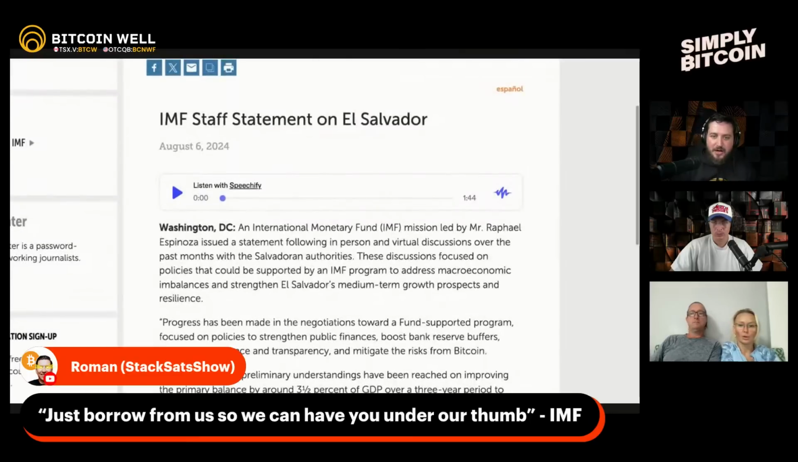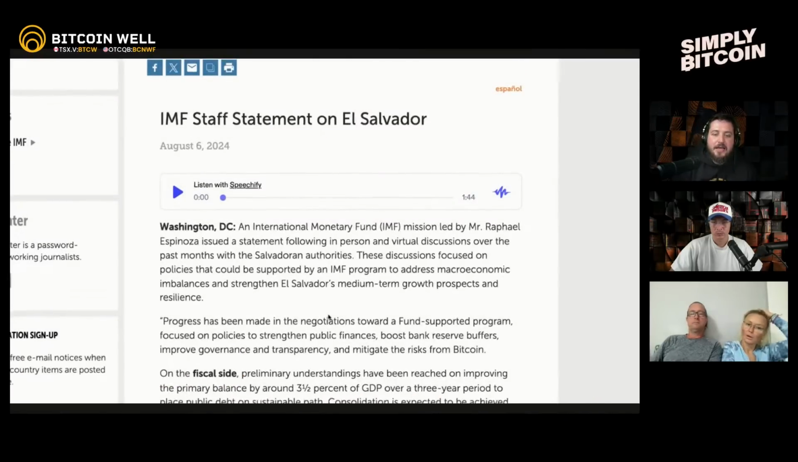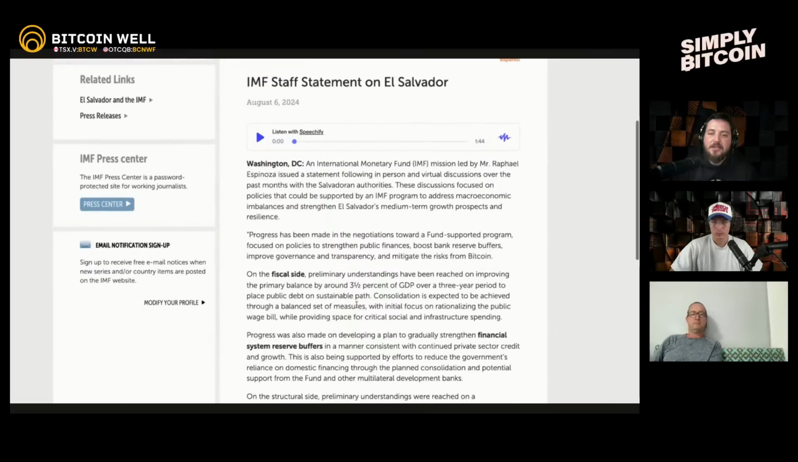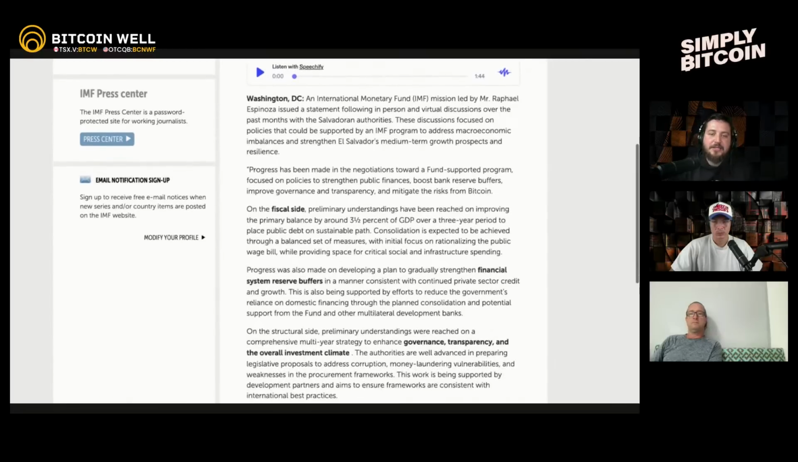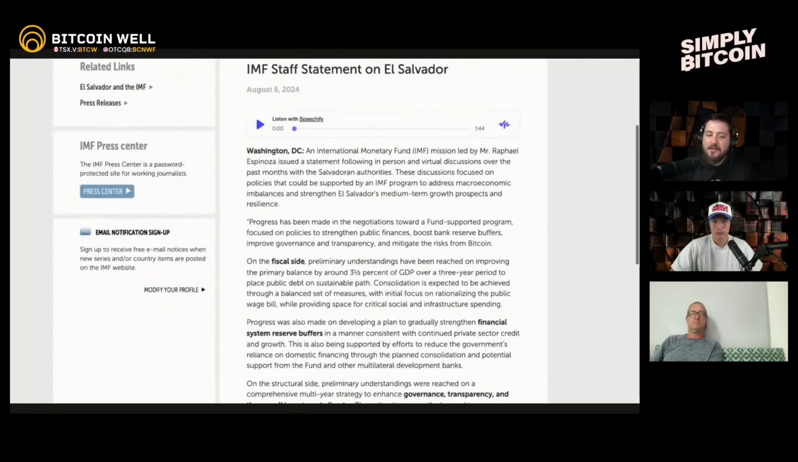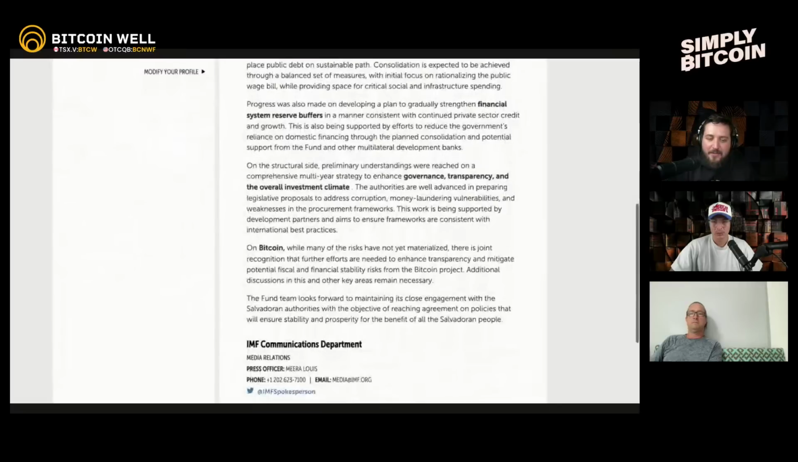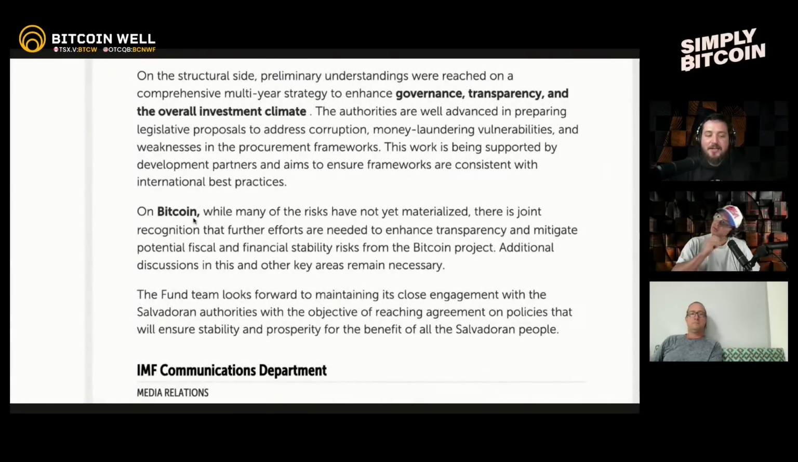So essentially what they're trying to frame is that the IMF is the only way for all these low-income countries around the world to be able to improve their economies. That's what it boils down to. That's how they're framing it. And what's hilarious about this report also, at the very bottom, it says, on Bitcoin, while many of the risks have not yet materialized, there is joint recognition that further efforts are needed to enhance transparency and mitigate potential fiscal and financial stability risks from the Bitcoin project.